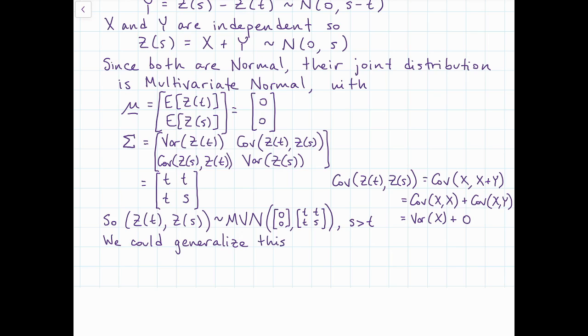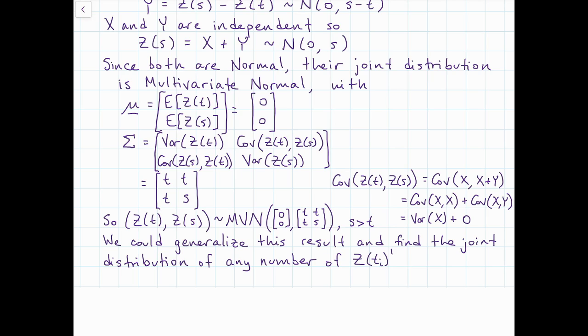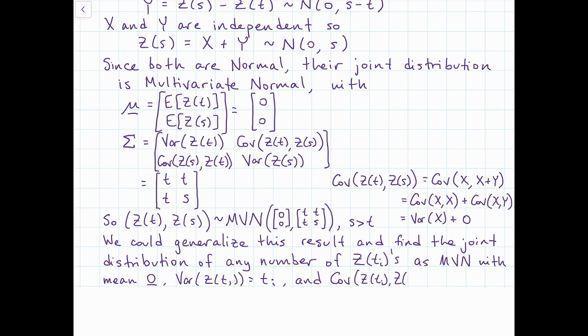We could actually generalize this further and get the joint distribution of any number of random variables that we like. We could take as many z of ti's as we want, and the resulting joint distribution will be multivariate normal, with the mean vector just a zero vector, and the variance-covariance matrix as follows. All the diagonals will just be ti, and the off-diagonals, the covariances, will just be the minimum of the two times ti and tj. So that's pretty neat. We can get the joint distribution of any number of values of this process, as many as we like.